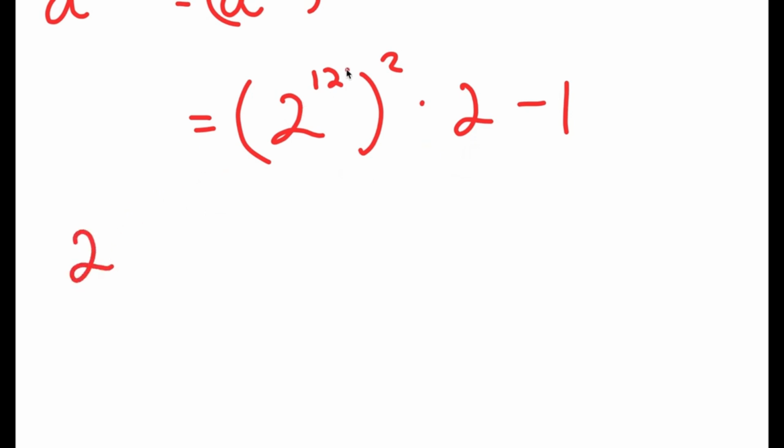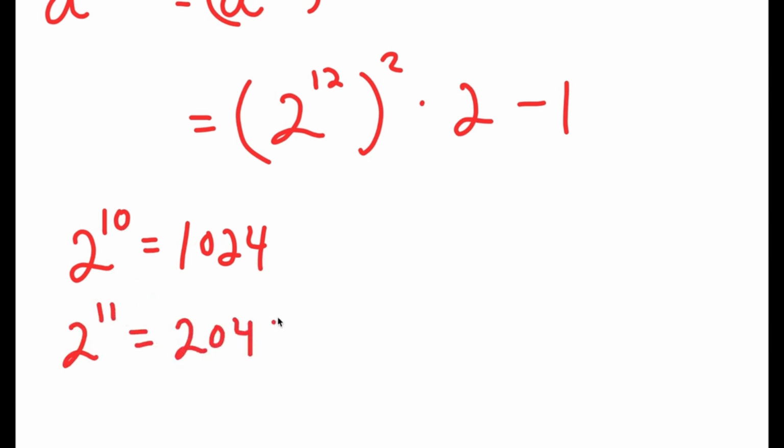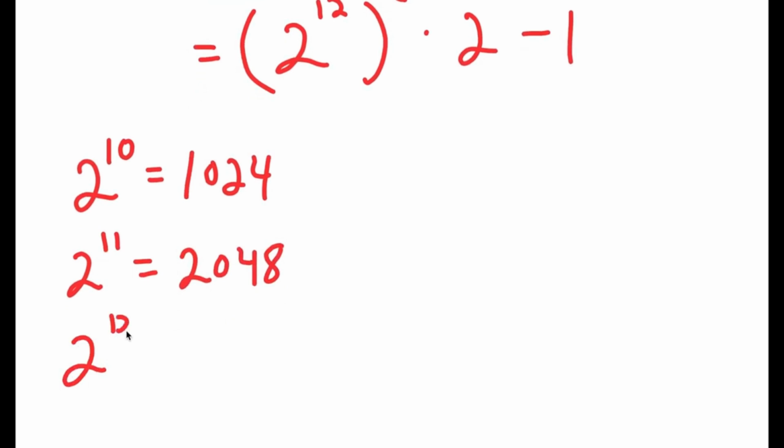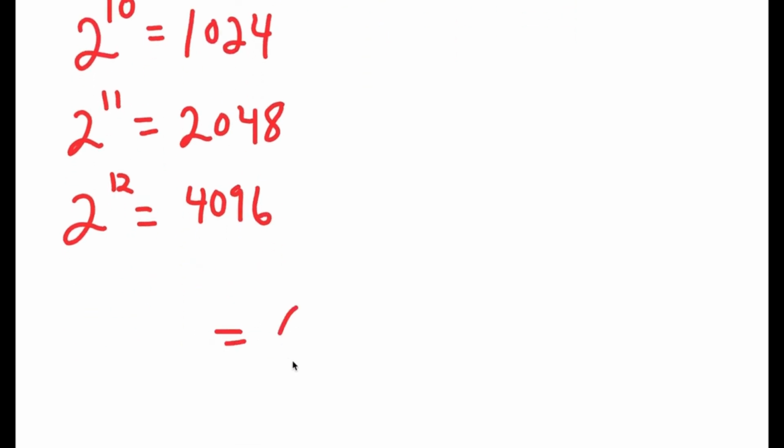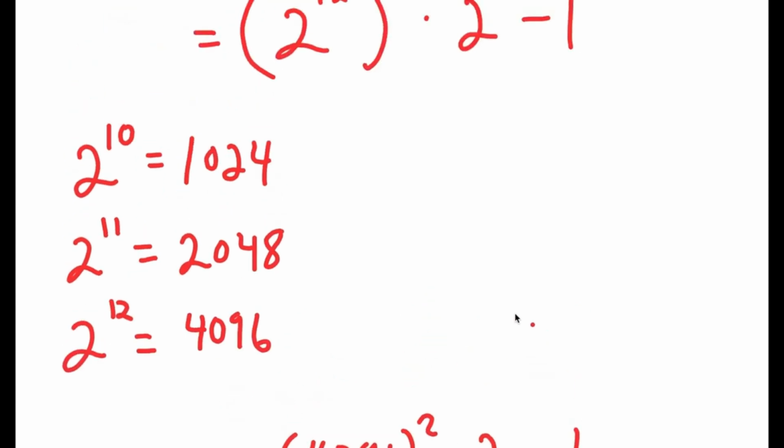So if you guys don't know what 2 to the power of 12 is, well, 2 to the power of 10, you should always remember this as 1024. So 2 to the power of 11 is going to be double of 1024, which is 2048. And 2 to the power of 12, which is the value we're looking for, is going to be double of 2048, which is 4096. So now I get 4096 squared times 2 minus 1.